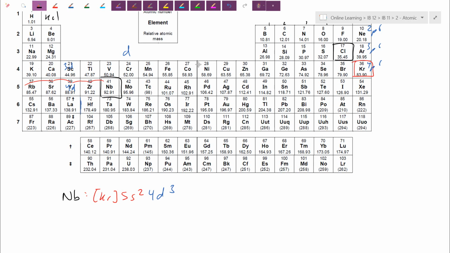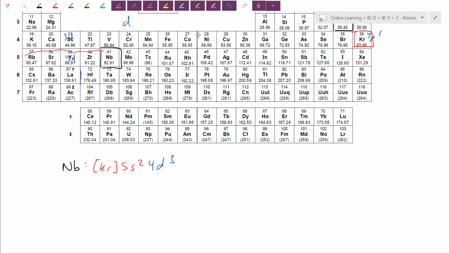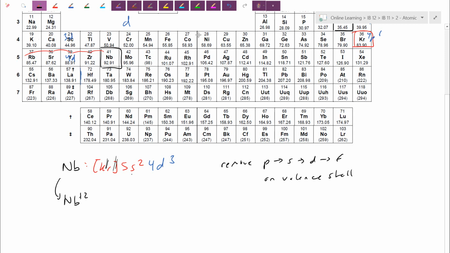Simple configuration does charges really well. So let's say niobium became niobium plus 2. As I lose electrons, remember our rule was we remove p first, then s, then d, then f on the valence shell, on the outermost shell. Like layers of an onion, even though I have 4p, 3p, 2p inside, I can't touch any inner layers until this outermost layer is gone. So I don't quite have my 5p's yet. Those are effectively gone. The 2 electrons I'm going to pull off first are going to be my s electrons. If I remove the 5s2, niobium plus 2 would be basically krypton still with a 4d3.